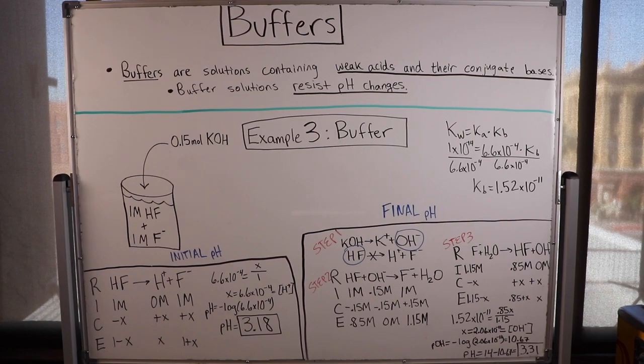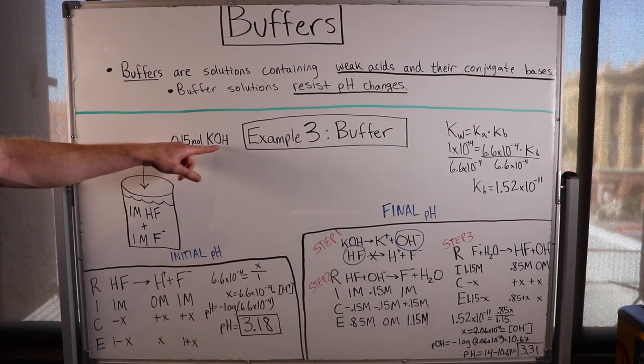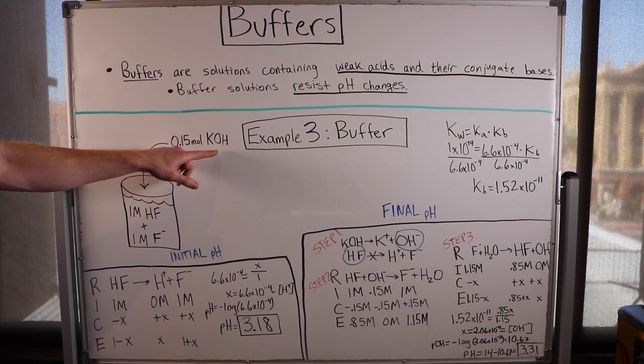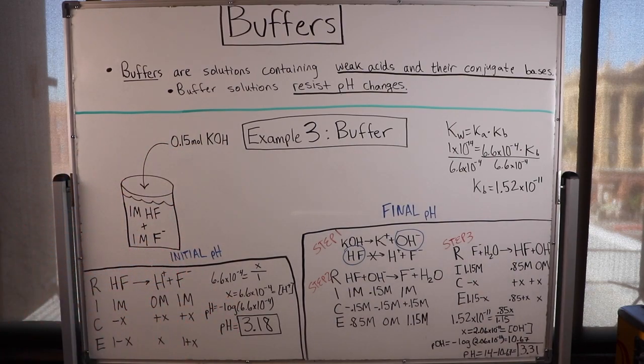So this shows you mathematically how a buffer works. It resists changes in pH. So even though we're adding in a pretty good amount of strong base here, our pH does not rise significantly. So buffers are very important because, for example, the pH of your blood has to remain constant. So buffers in your body are vital to keeping your pH stable.